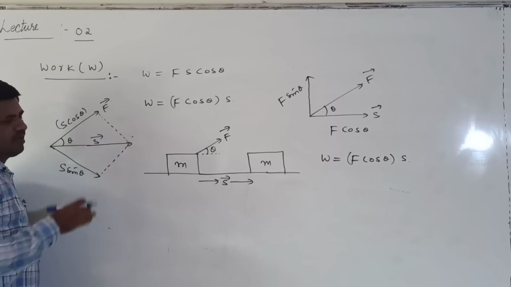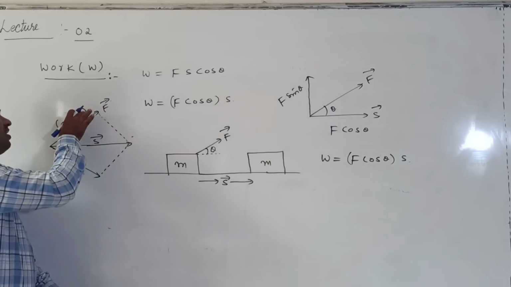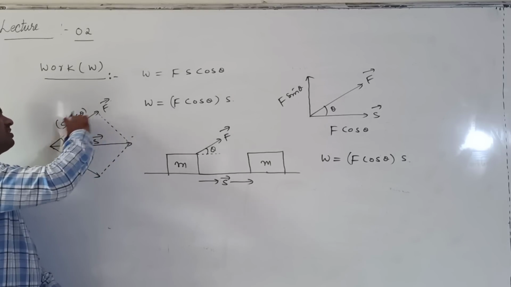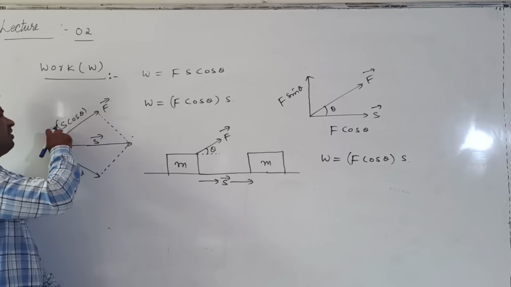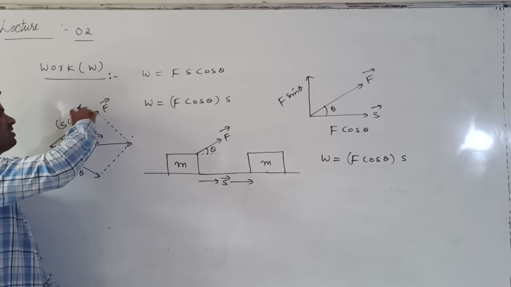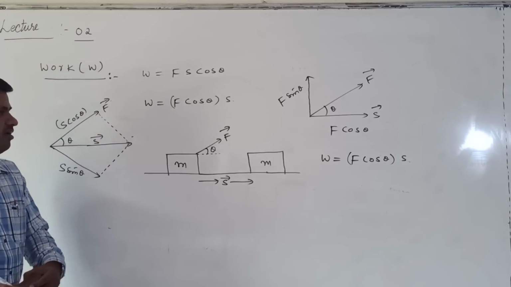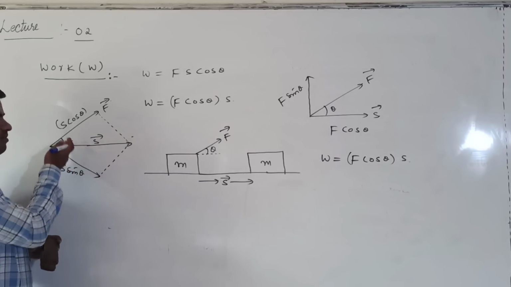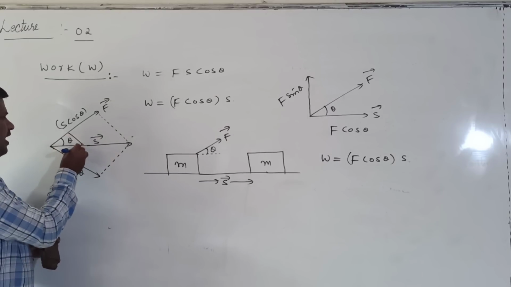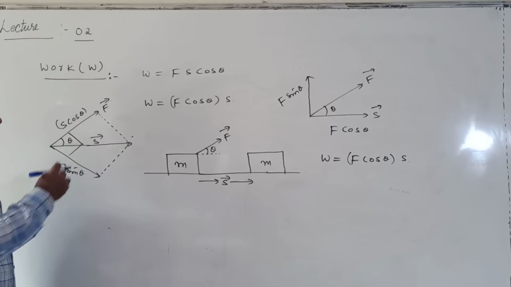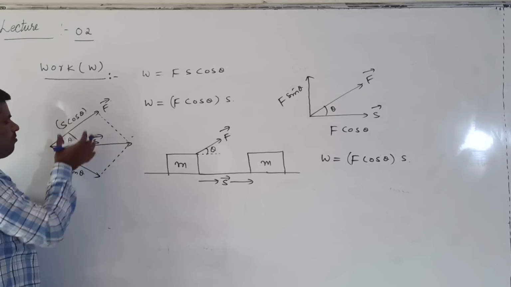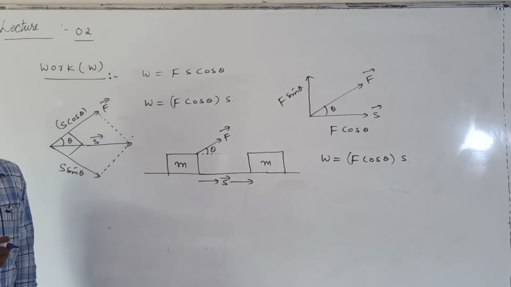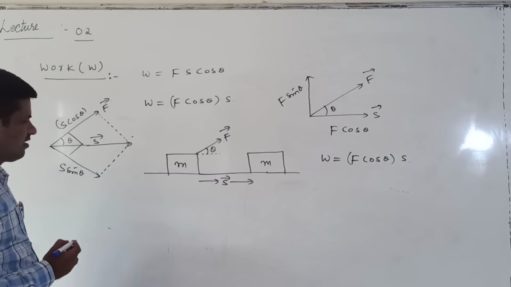This S bar I am dividing into two components. One is a horizontal component. Why horizontal component? We are saying that it makes an angle theta with this line. So this is called horizontal, this is called vertical. Now the angle between horizontal and vertical is 90 degrees. You can observe here, the angle is 90 degrees. So this is the horizontal component, this is the vertical component. Clear? Now we can define the work here.